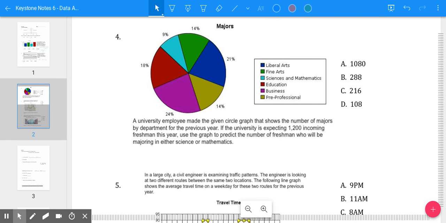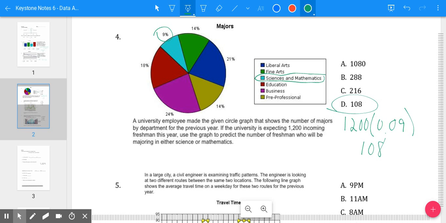Our second page here, we have a pie chart. And the pie chart's pretty difficult to read in black and white, so do take a look at the color option of it here. And they want to know if the university is expecting 1,200 incoming freshmen, we're supposed to predict the number of freshmen who will be majoring in either science or math. So first we have to identify any of the science and math majors out of the pie chart, and we see pretty clearly there's a science and math in light blue. The other 5 options do not include direct science or math. So basically they're saying take 9% of 1,200, or do 1,200 times 0.09, since it's 9%, and that gets us about 108, which is exactly one of the answer choices.